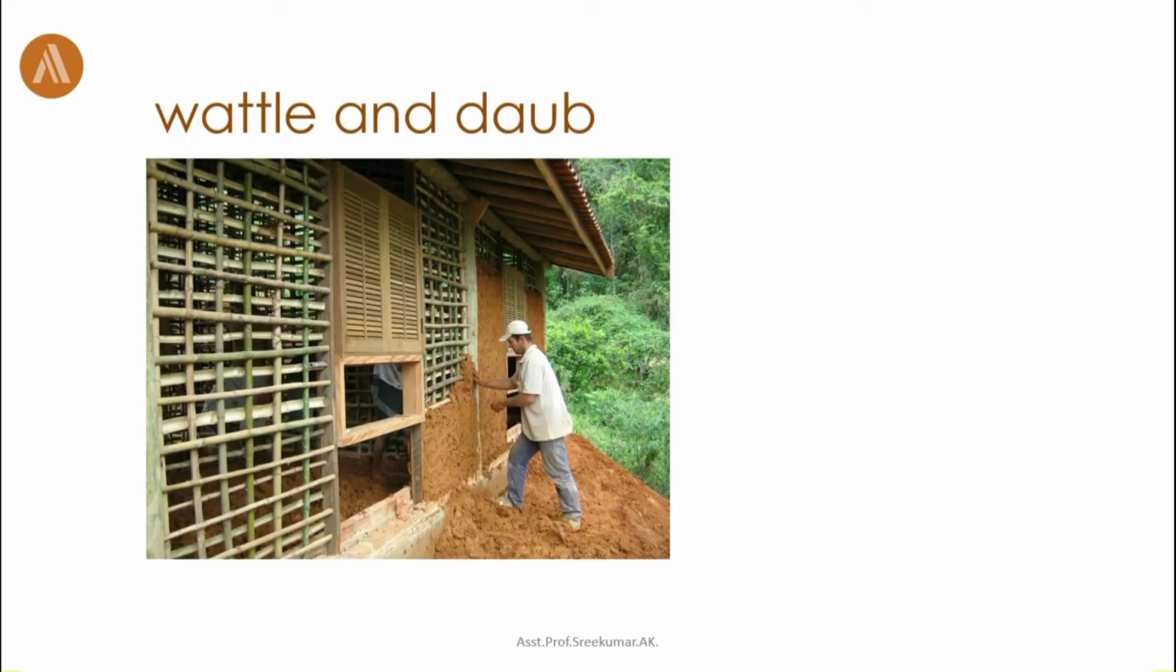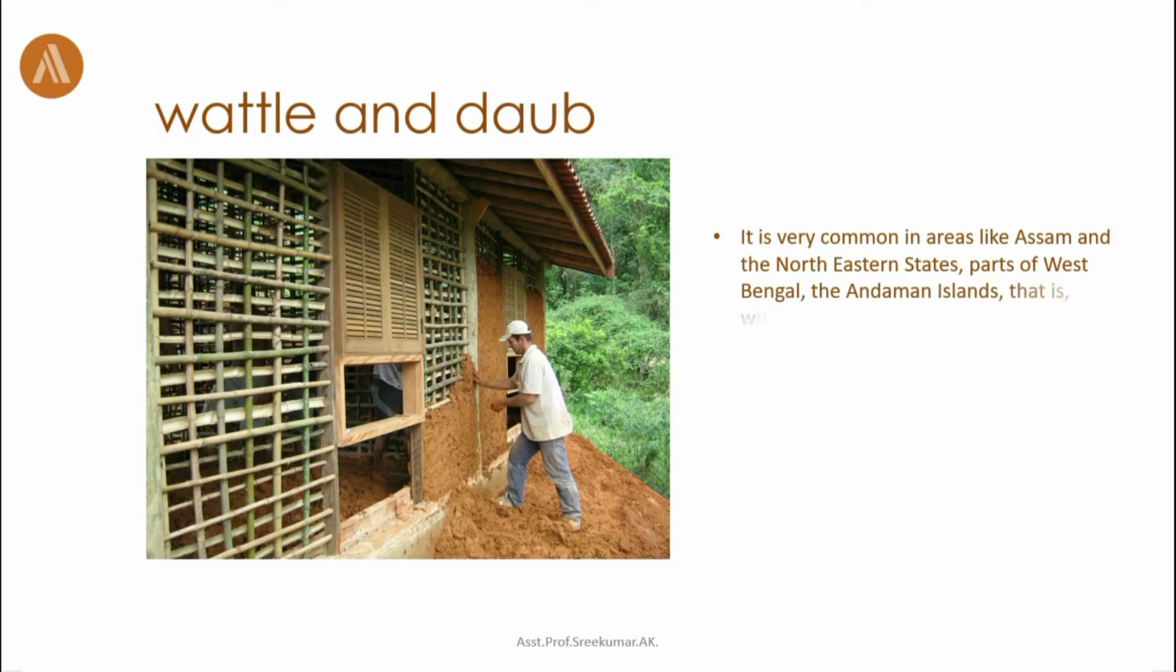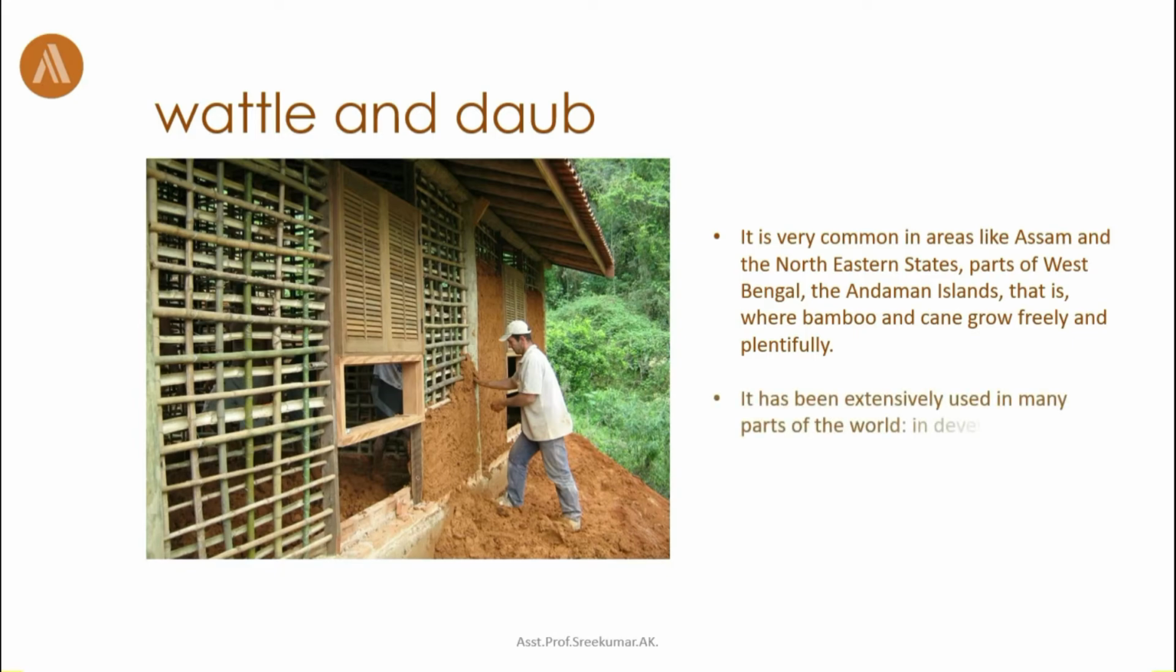Now let's move on to the next system of mud construction. It's the wattle and daub. It's very common in areas like Assam, the northeastern states, parts of West Bengal, and the Andaman Islands, that is, where bamboo can grow freely and plentifully. It has also been extensively used in many parts of the world, in developing countries as well as in Europe.